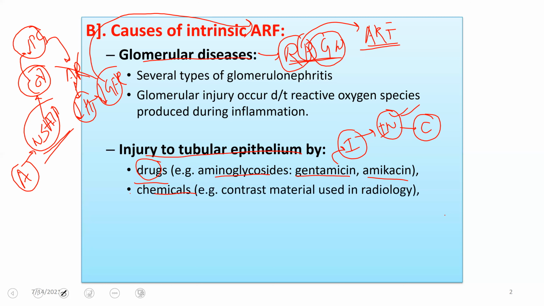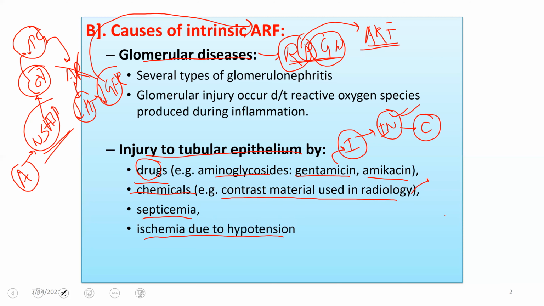The next thing is chemicals, especially contrast material used in the radiology department, which is also a very important cause of acute renal failure in hospital settings. The next cause is septicemia, and also ischemia due to hypotension. Whenever there is hypotension, or when we talk about septicemia, which is due to bacteria, the proliferation of the bacteria eventually gets filtered through the glomerulus, and it can lead to damage of the tubule and eventually manifest with acute renal failure as well.